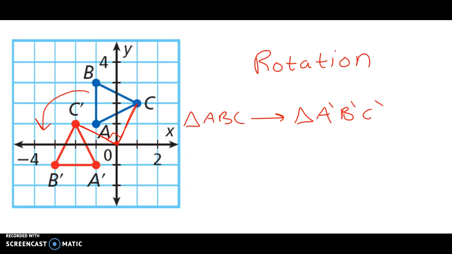So I did point C. Now I'm going to show you how it works with B. If I go from B to the origin to B prime, what do you notice again? It's another right angle. The only one I haven't done is A. If I go from A to the origin to A prime, it's a little baby right angle. So all of them work. That shows you how far it rotates.